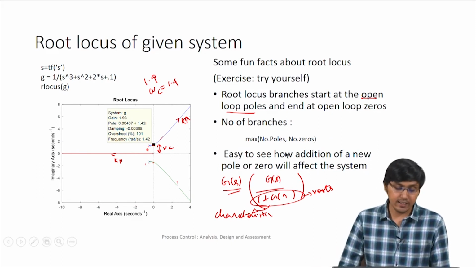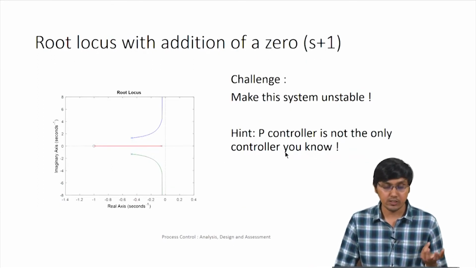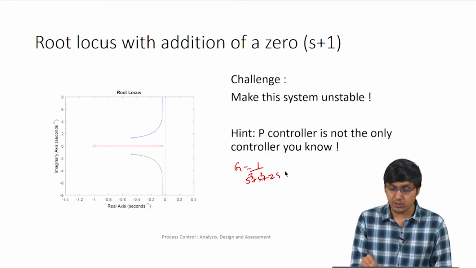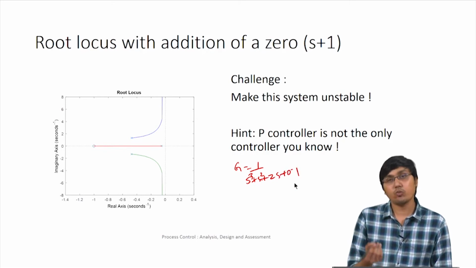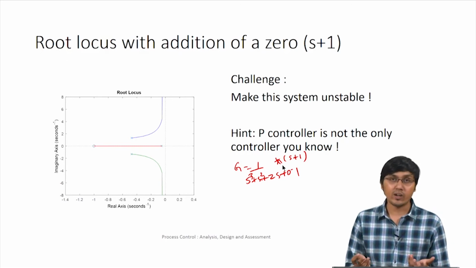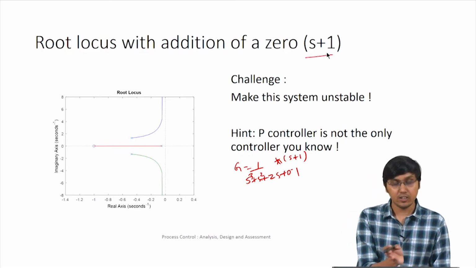One thing we can do with root locus is see what happens if we add a zero or a pole. We had G(s) equal to 1 by s cube plus s square plus 2s plus 0.1. What if we multiply this by s plus 1? What is the effect of adding this particular pole on the root locus?